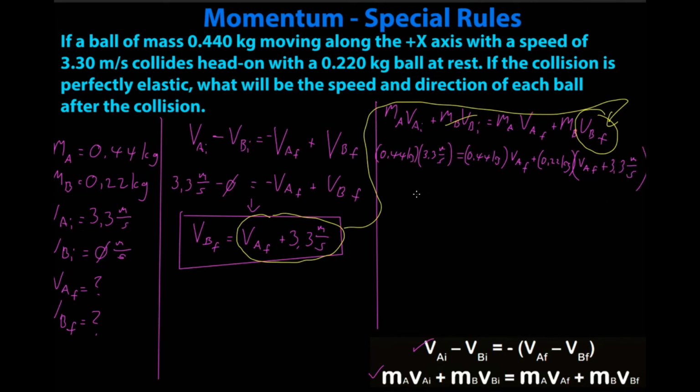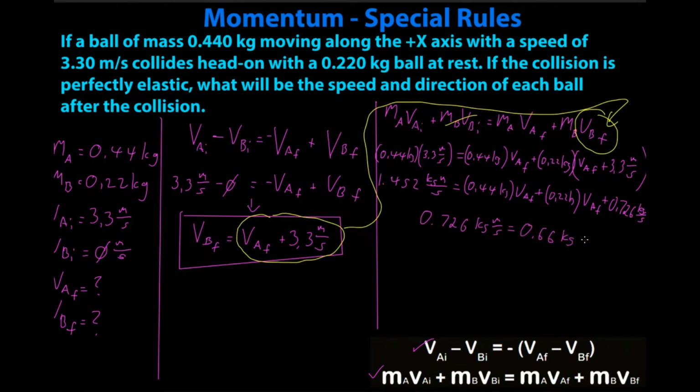Let's do some rearranging. 1.452 kg·m/s, this stays. Plus 0.22 kilograms times VA final. Plus 0.726 kg·m/s. Let's neaten this up a little bit. 0.726 kg·m/s equals 0.66 kilograms times VA final. That gives me a VA final of positive 1.1 meters per second when I divide out the masses. So here's my final answer for velocity A final.